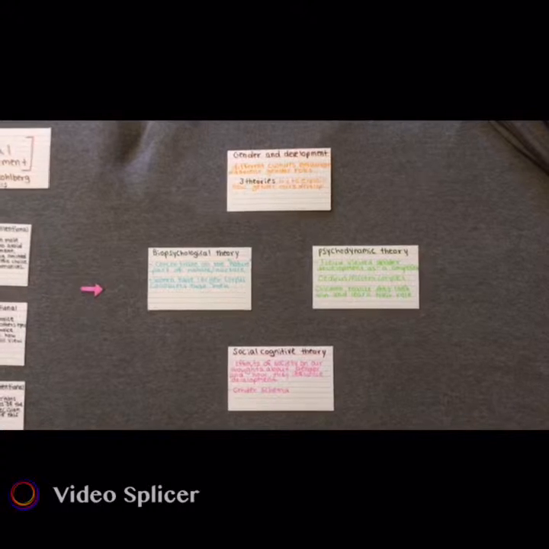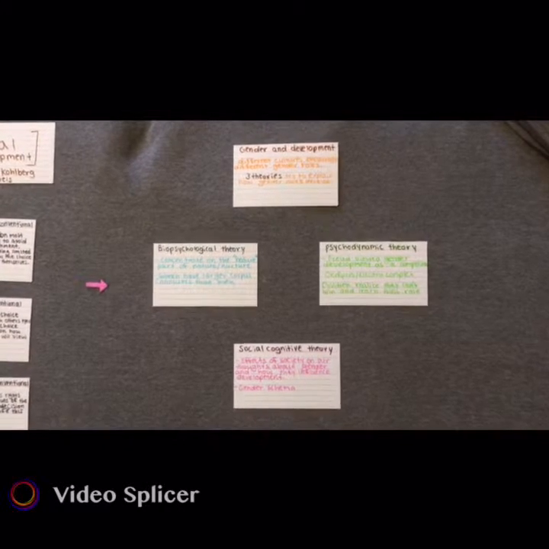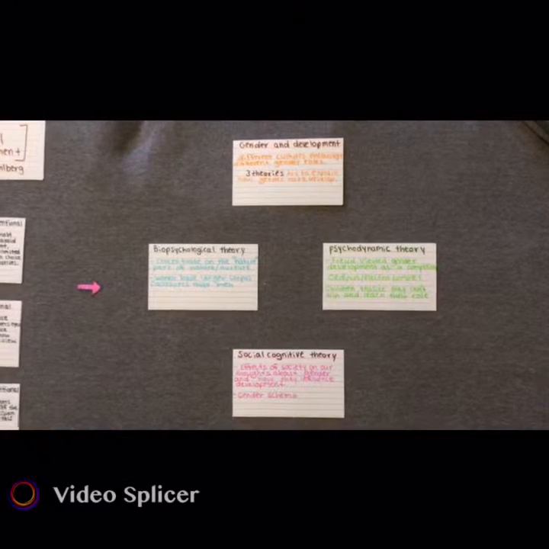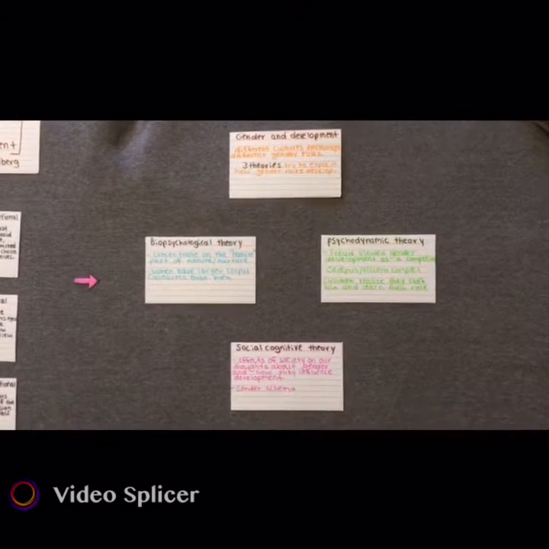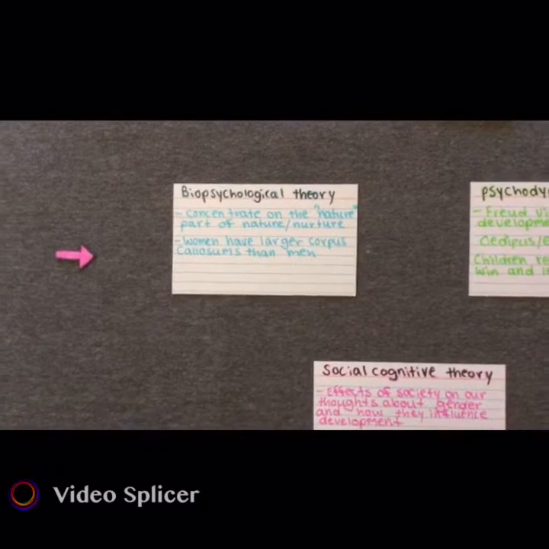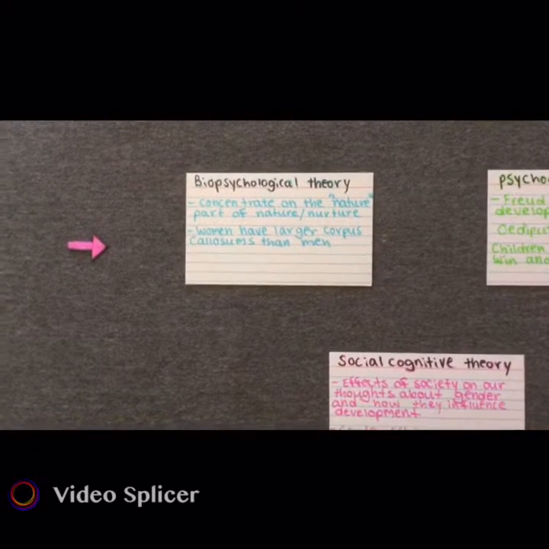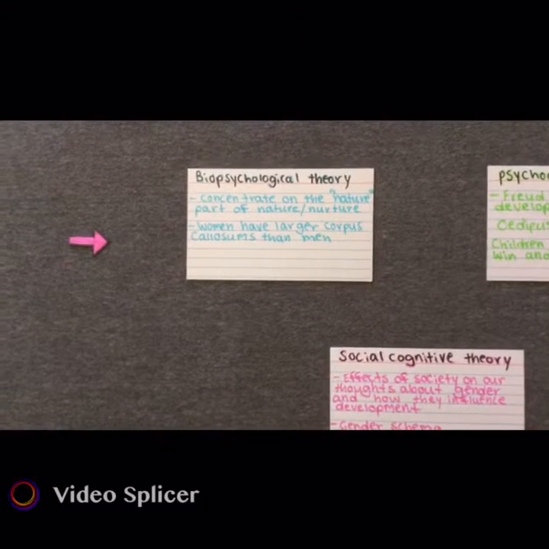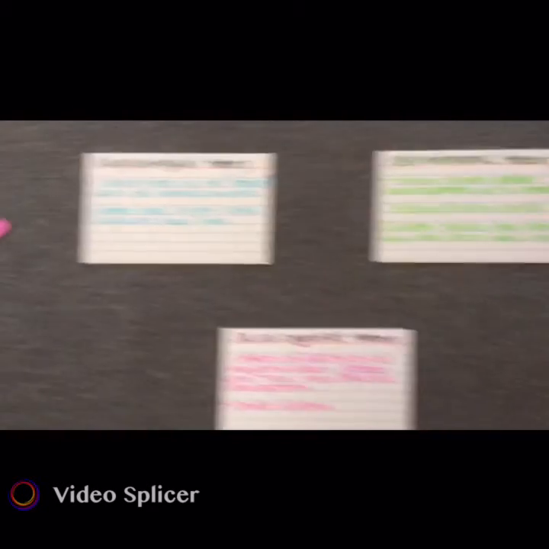Alright, lastly, we'll be talking about gender and development. Different cultures encourage different gender roles. There are three main theories that try to explain how gender roles develop. The first is the biopsychological theory. It concentrates on the nature part of nature versus nurture. One main discovery that came out of this theory is that women have larger corpus callosums than men.